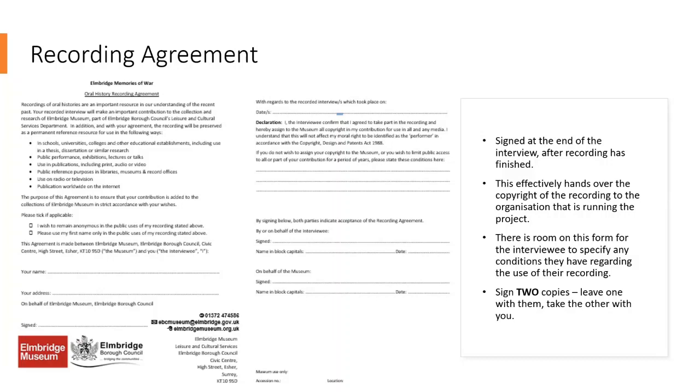It's designed to allow you to use the recording in the future for things like exhibitions and online. There is space on this form for the interviewee to specify any conditions you have regarding the usage of the recording. So, for example, if they wanted anonymity of the recording when it's used in exhibitions, or the interview not to be used online, and so on, they could specify this. Again, you need to sign 2 copies of the recording agreement, one for the interviewee to keep and one for you to file.